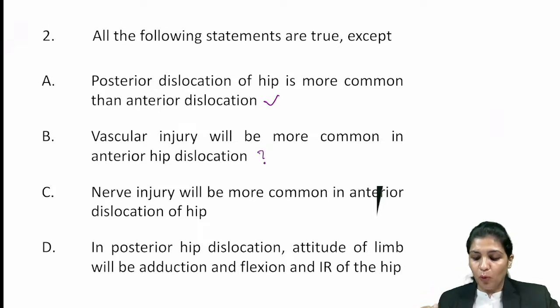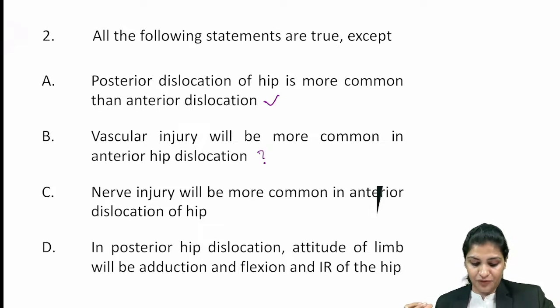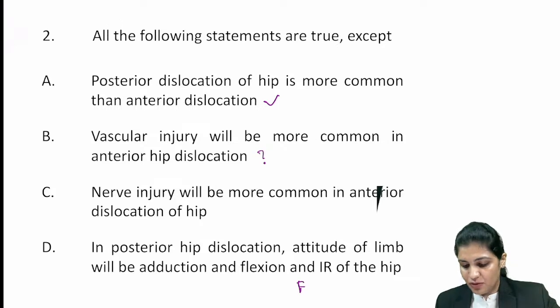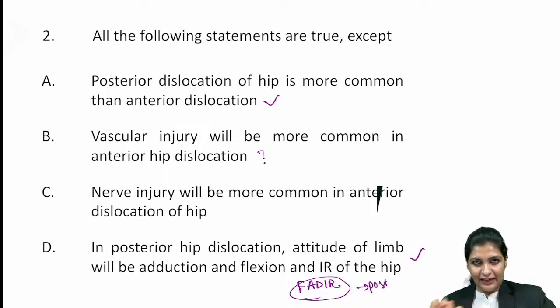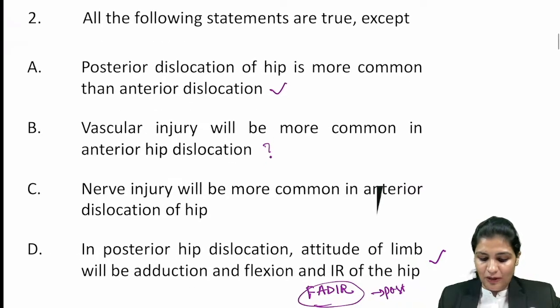And next we'll see the third one. Nerve injury will be more common in the anterior dislocation of hip. And the fourth one is, in posterior hip dislocation, the attitude of the limb will be flexion, adduction, and internal rotation. So this is correct. So we are sure that A and D are correct. And let's see the C option.